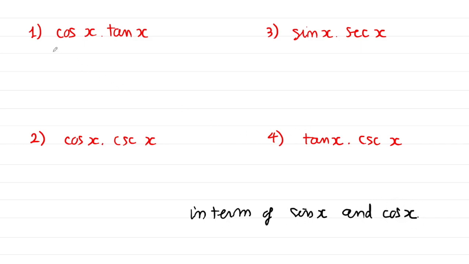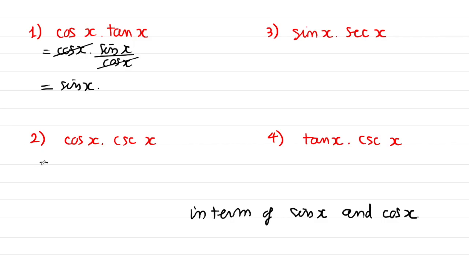Okay, how can you do this? The first question: cos times tan, so you can write down cos x times sine x over cos x. You have cos x in the numerator and also cos x in the denominator. You can simplify it, and then you only have sine x left.